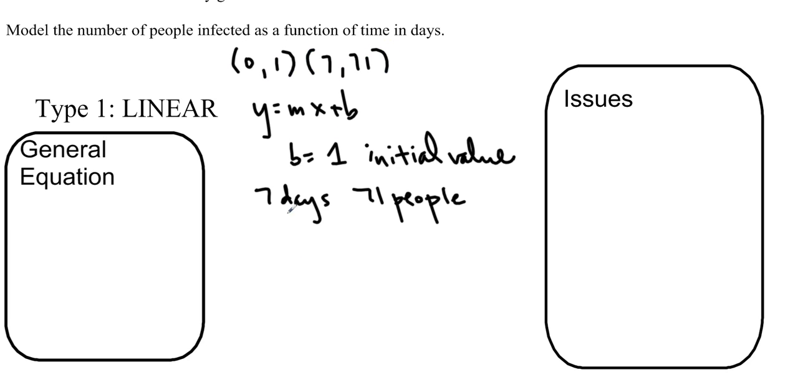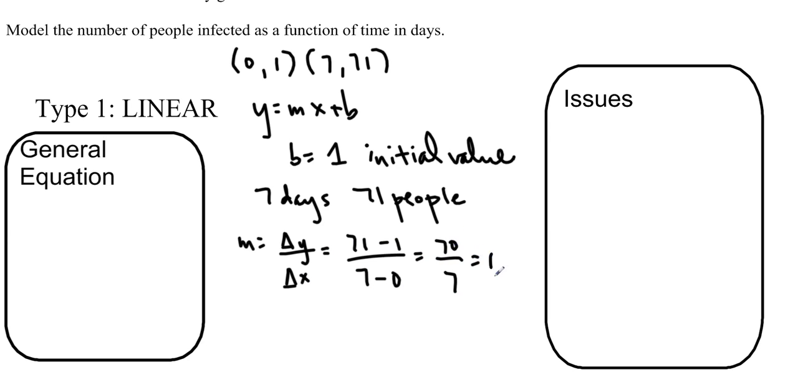So we can find the m value. M is equal to delta y over delta x. So this is going to be 71 minus 1 over, oh sorry, over 7 minus 0. I was just jumping ahead of myself. So I get 70 over 7, which is 10, and that's the slope. So y equals 10x plus 1, that's the general equation.